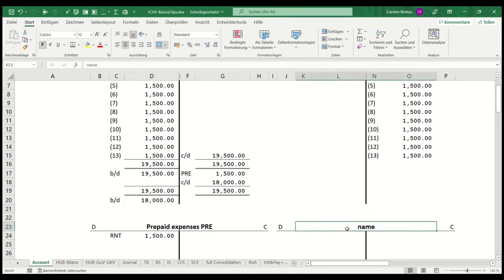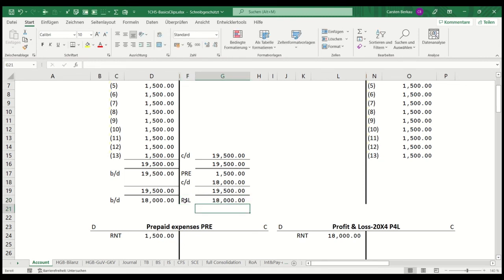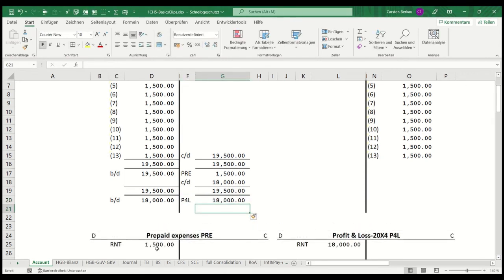Next we close off rent 2004 to profit and loss 2004. We make a debit entry in the profit and loss account and we credit the amount to the rent account. On its balance sheet, SIMONI Limited will disclose 1,500 as prepaid expenses.